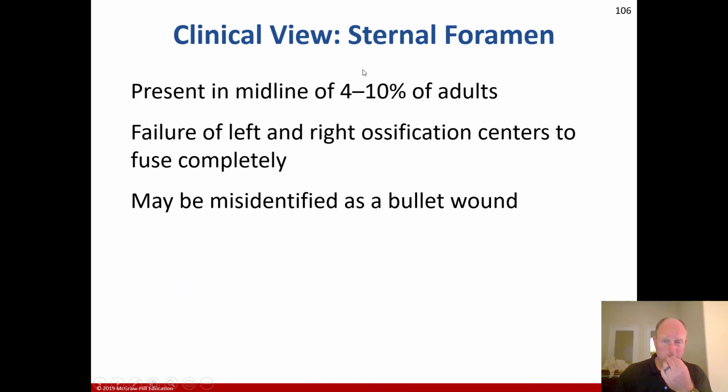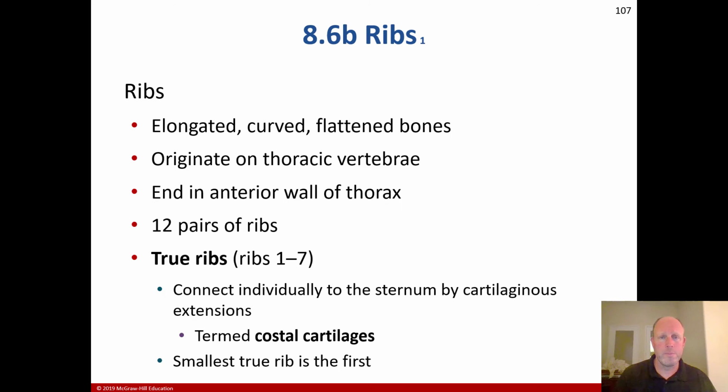Clinical view of a sternal foramen: it's present in the midline of 4 to 10% of adults, so less than 10% of adults typically have it. The left and right ossification centers fail to fuse completely, and it may be misidentified as a bullet wound, assuming someone had been shot. That's what it looks like when looking at it.